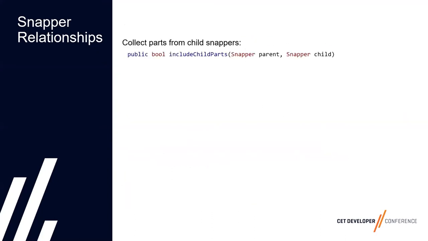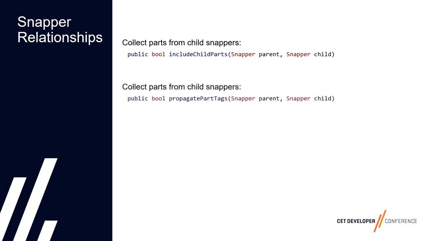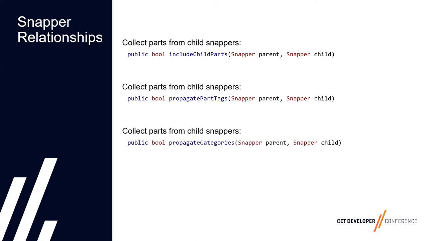And we can also affect the interaction with other core systems, such as parts. On a get parts call, should the children's parts be included? I believe by default this is on, so child snappers do by default contribute parts. Should the children inherit all of the part tags of its parent? Should the child inherit all of the categories of its parent?